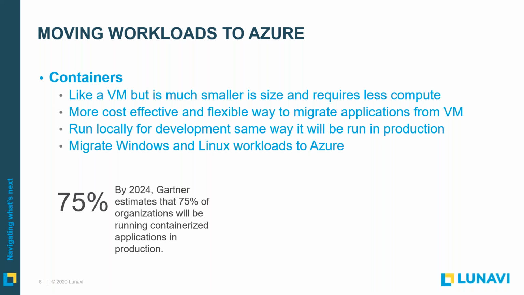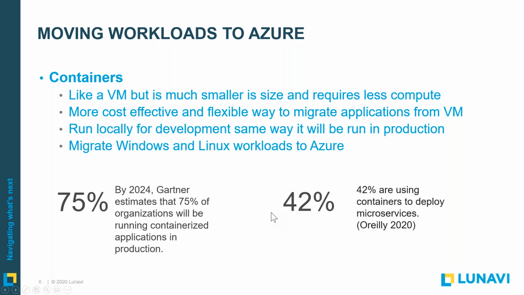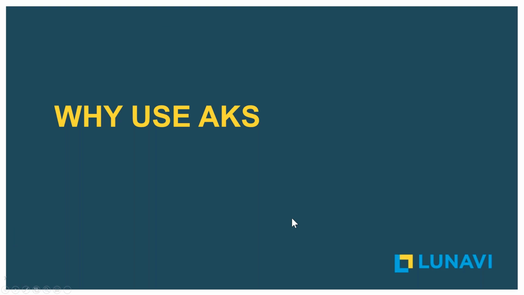Just a couple highlights here, just to kind of share the impact of this: by 2024, Gartner estimates that 75% of organizations will be running containerized applications in production. I do think that could even be low, really, with both not just applications we're building, but applications that we can purchase too. Here, 42% of those building microservices are deploying them via containers, which I definitely agree with. I think that's a pretty common way microservices are being built.